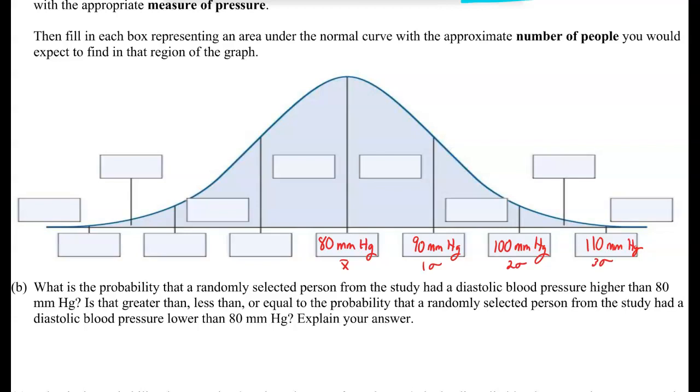So we've done the positive side, and now we need to go to the left instead. So we just do the same thing, but subtract 10. So we have 70 millimeters of mercury, which is 1 standard deviation to the left. Then our 2 standard deviations away from our mean is 60 millimeters of mercury. And then our last one is 50 millimeters of mercury. Okay. So far, makes pretty much sense, correct?